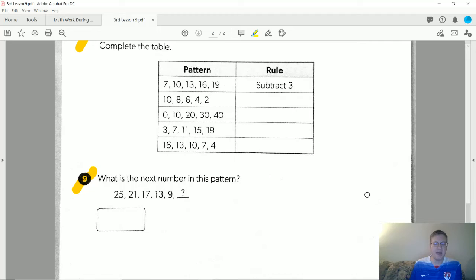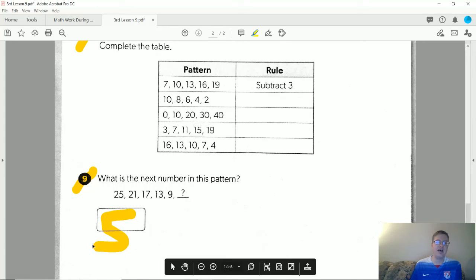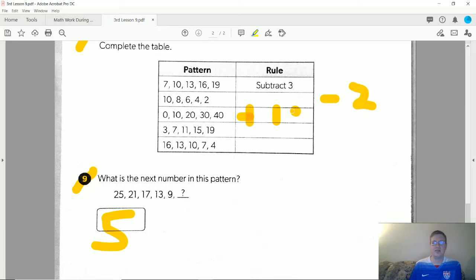And our last problem that we did for today, what is the next number in this pattern? We go from 25, back 4 to 21, then back another 4 to 17, then back to 13, then back to 9, and this one would be 5. Actually, I guess I could use the highlighter tool to help us out there. So those are the problems for today.